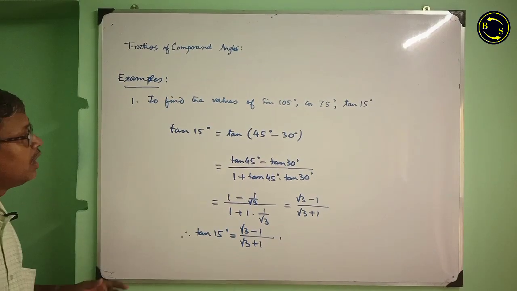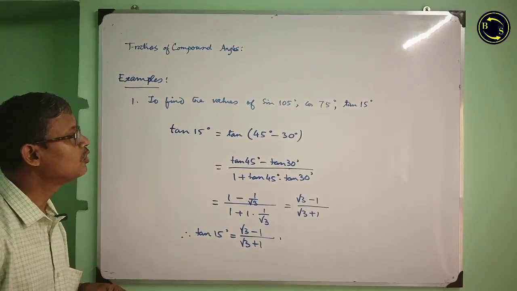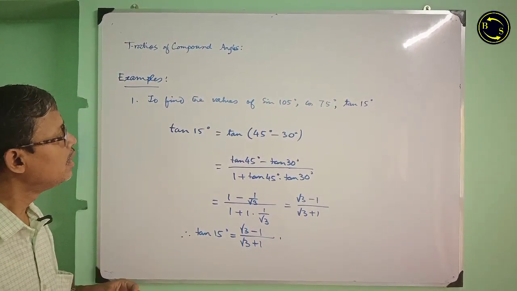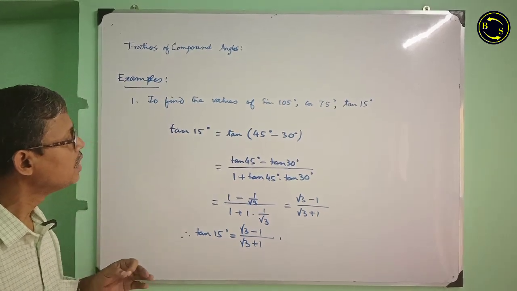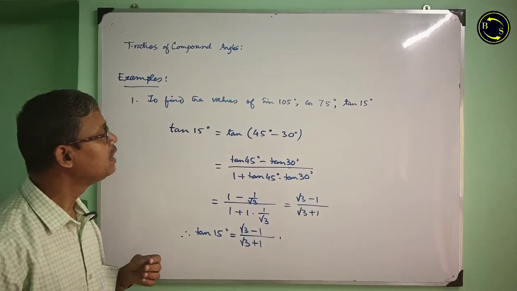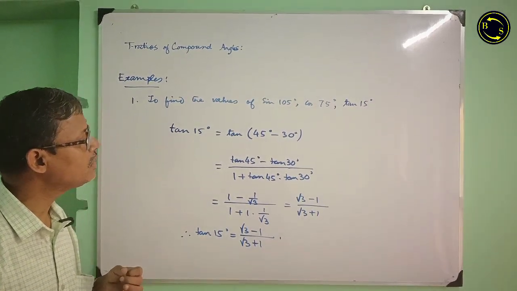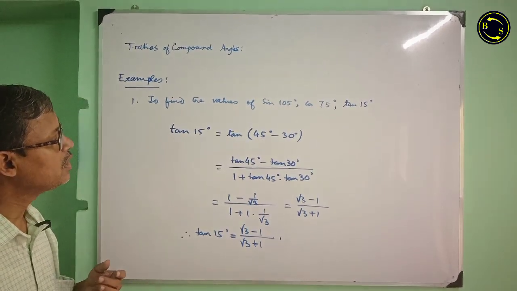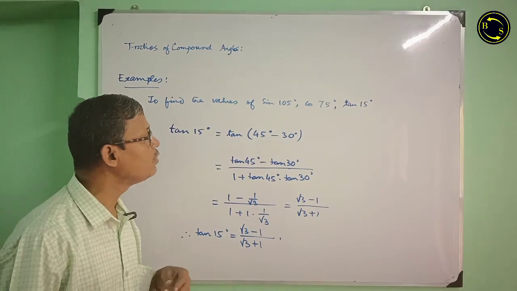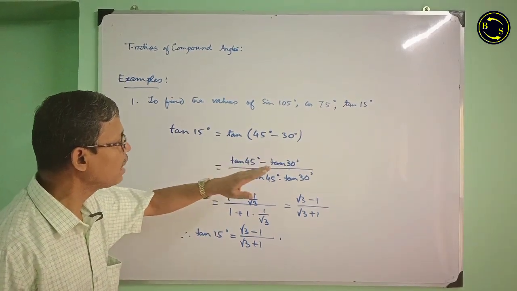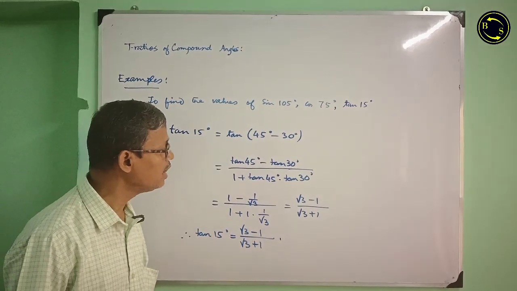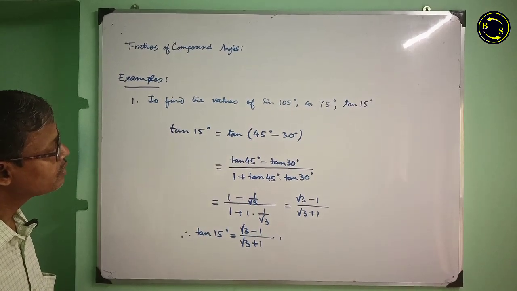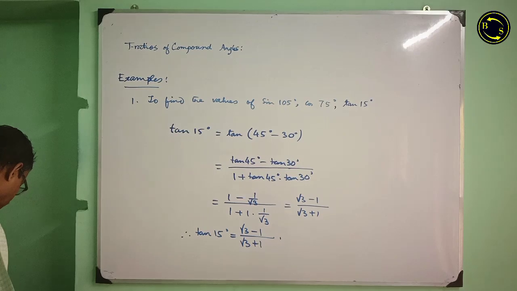Thus we have applied the concept of finding trigonometrical ratios of compound angles. In case of 105 degree, the angle is written as sum of 60 degree and 45 degree. In case of 75 degree, we have written 75 degree as sum of 45 degree and 30 degree, and for 15 degree we have written that angle as difference of two angles, that is 45 degree and 30 degree, and got the values of sine 105 degree, cos of 75 degree, and tan of 15 degree.